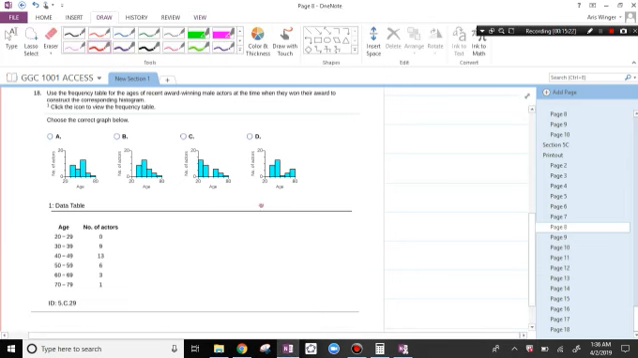Use the frequency table for the ages of recent award-winning male actors at the time when they won their award to construct the corresponding histogram. A histogram is just one column by the other, and they're both numerical. So let's zoom in here.